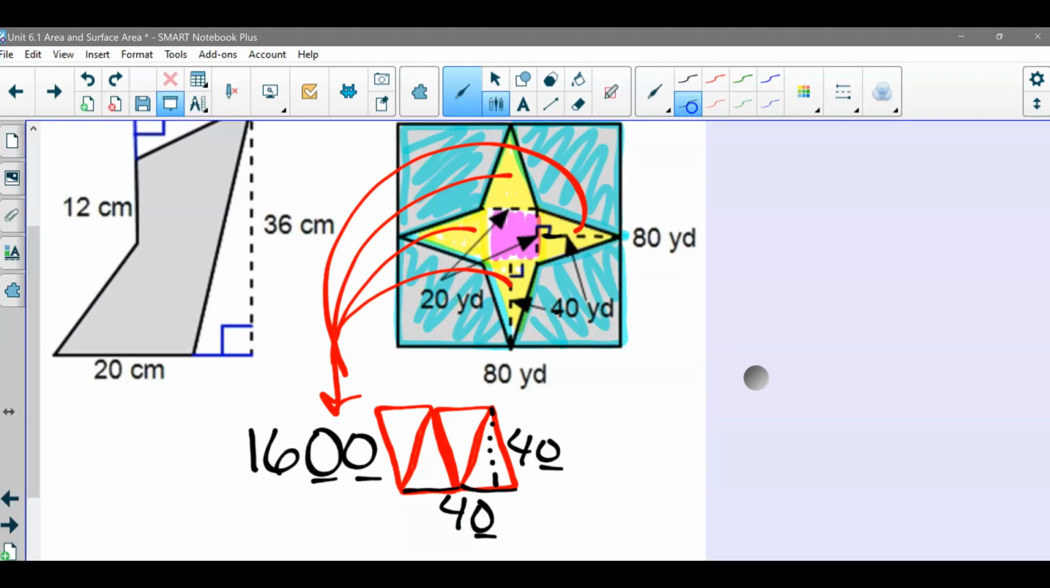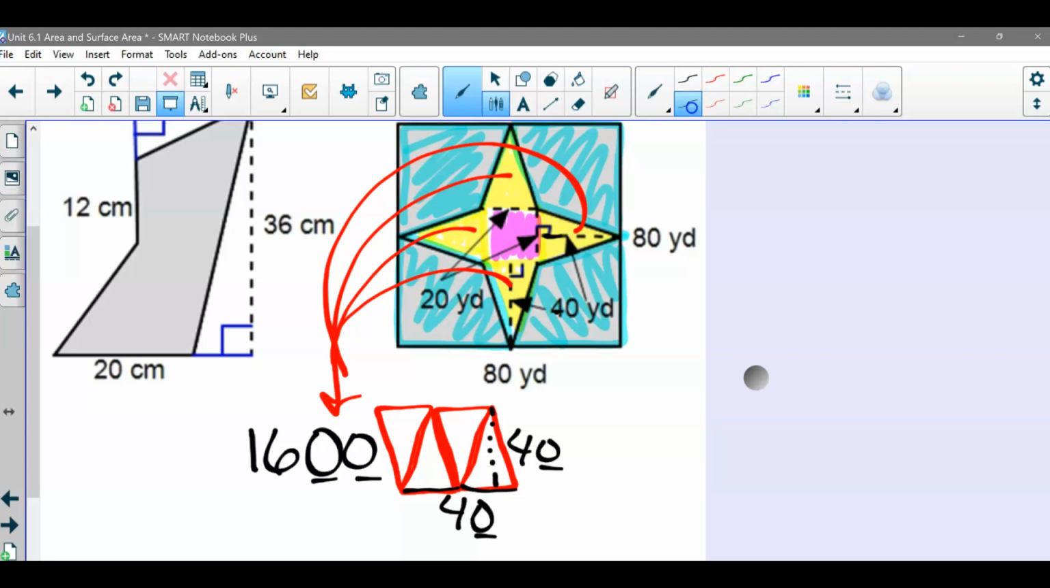So 1,600, now this is yards. This is a large area. That's 80 yardsticks across. A yardstick is 3 feet, 3 rulers worth about this high. You can see a yard from that line all the way over. It's 80 of those top lines, all the way across. So this is going to be a lot. We are taking out a whole bunch here. We're taking out 1,600.